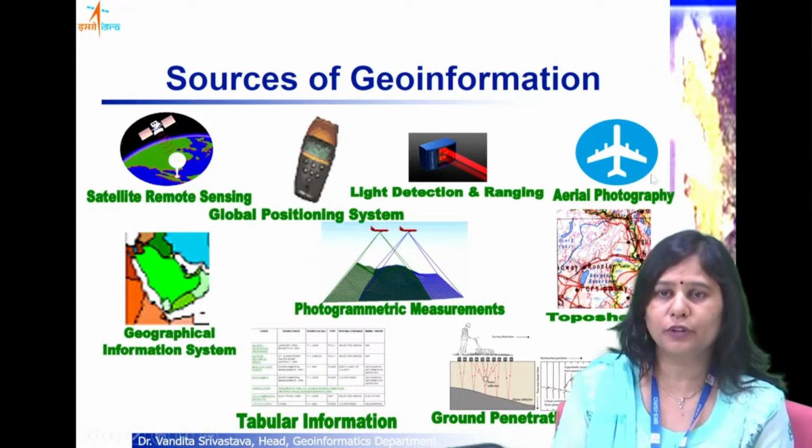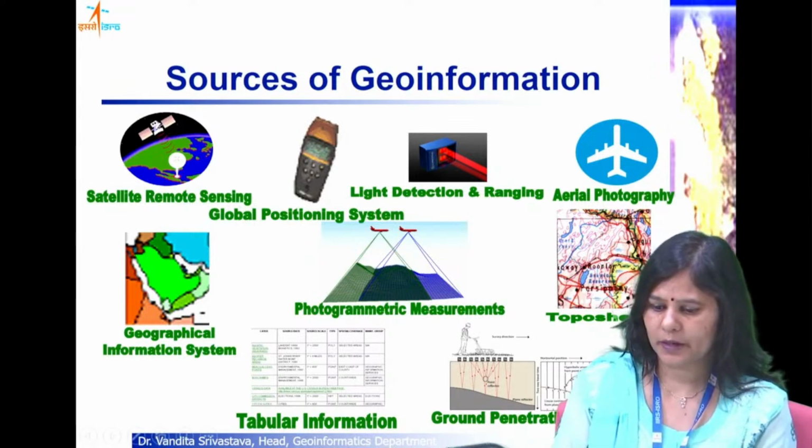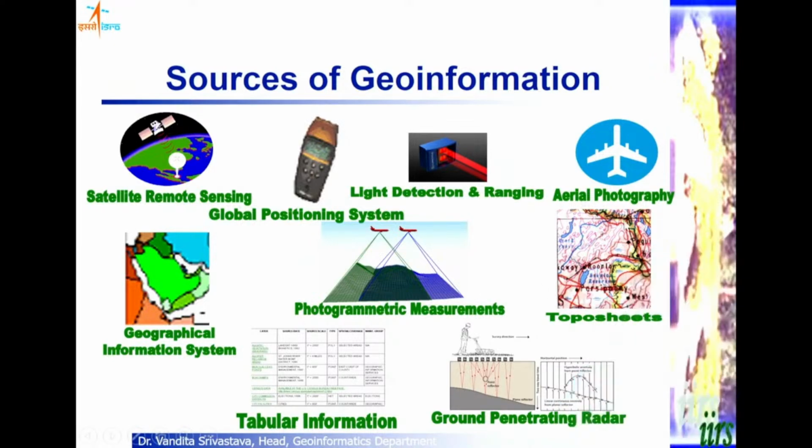Then aerial photography also provides us images and photographs. Earlier we used to have manual photographs, now we have digital photographs or images. Then topo sheets, any survey sheet or topo sheet, provides topographical information, that also pertains to geography. And then photogrammetric measurements taken from two photographs with specific side and forward overlap. Then the existing maps in a geographical information system will also provide you the geographic information.